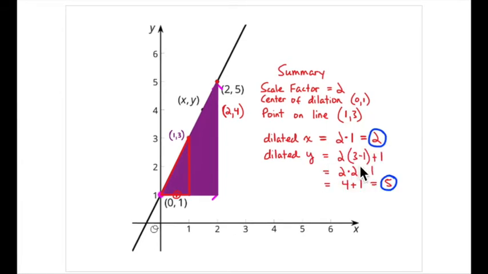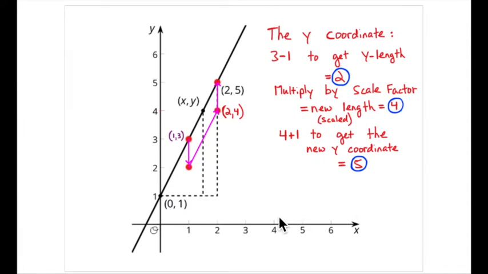The y-coordinate was this vertical distance, 3 minus 1, which is 2. You have to multiply that by the scale factor, which is 2. But then you have to add this 1. This is the key point right here. You have to add this 1 to get back up to the line. Right now, before we did that, we were shifted 1 unit down from the line. Well, it's all about getting the points on the line, so you have to get back up to that line. So you have to add this 1, and that gives you 5. So the x-coordinate is 2. The y-coordinate is 5.